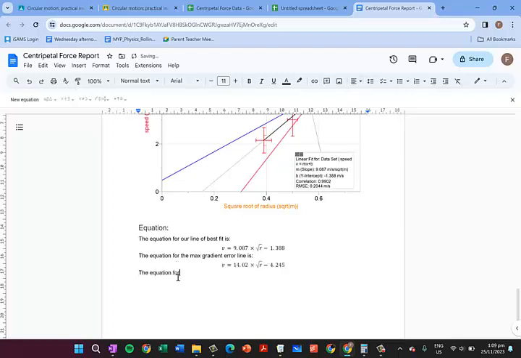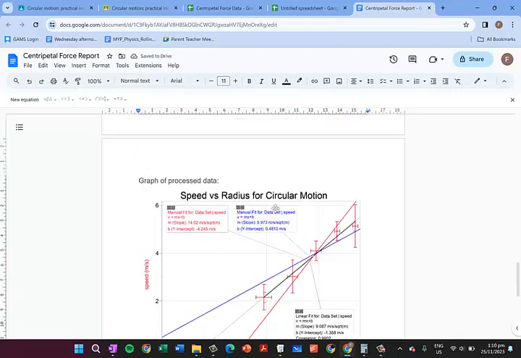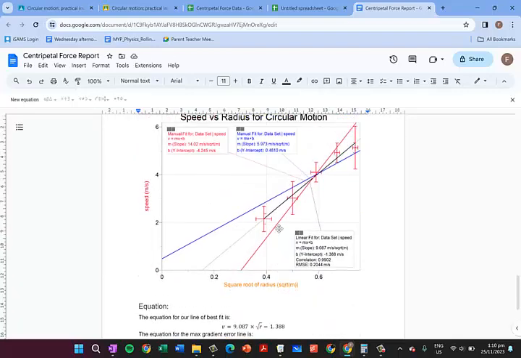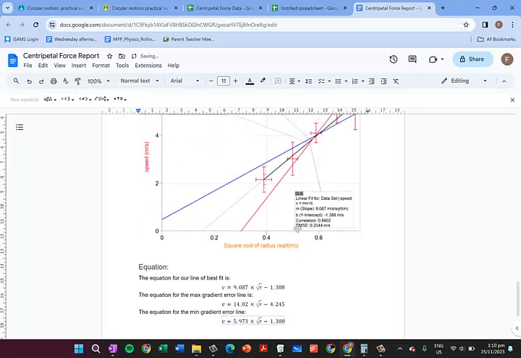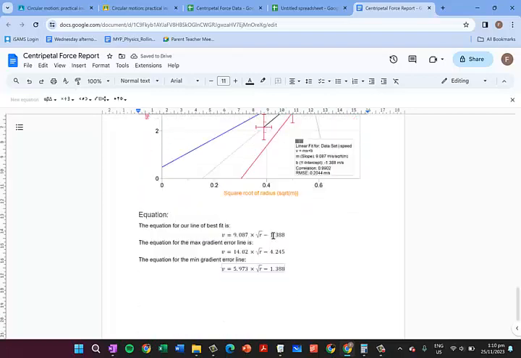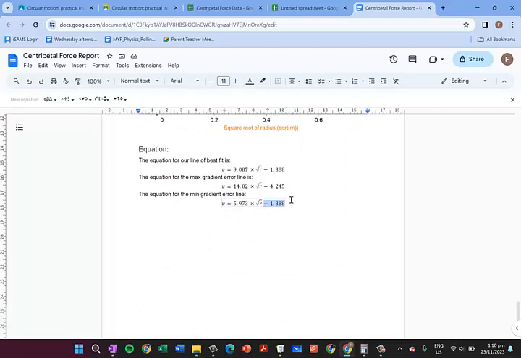And then the equation for the min gradient error line. And I'm going to paste that same one again, but this time I'm going to get the blue one, which was 5.973 and positive 0.4810. And then we had, this one was plus 0.4810. So all of these equations are just y equals mx plus c, except our y variable is speed and our x variable is square root of r.